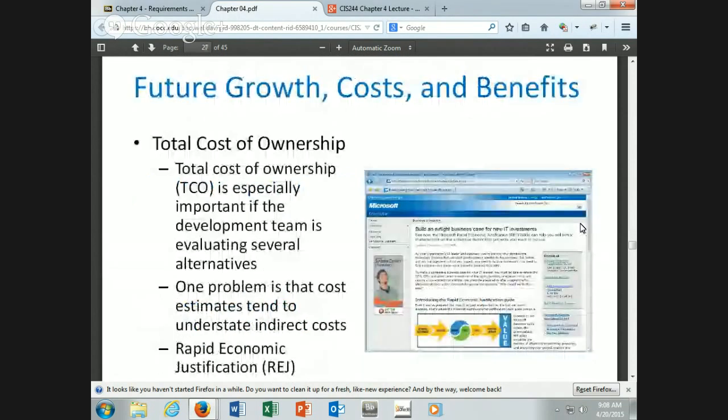Business space in Bend is a great example. So future growth, cost, benefits. Our company wants to know what it's going to cost. Not what it's going to cost to build it, but what it's going to cost over its life cycle. So that's total cost of ownership. Especially important if the development team is evaluating several alternatives. What is the system really going to cost us?